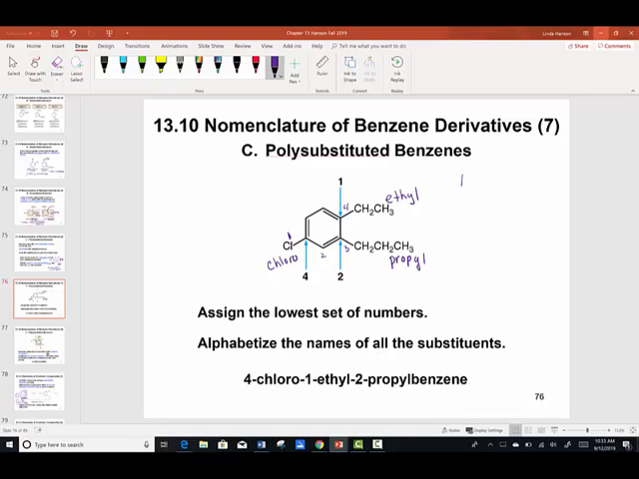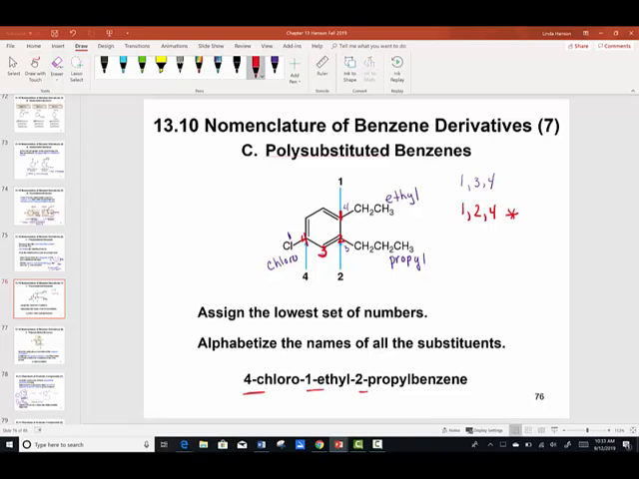If I numbered in a counterclockwise way, I would have the substituent groups at position 1, 3, 4. But notice if I label this as carbon 1 and I continue to number around the ring, I have them positioned at 1, 2, 4. And that, of course, is a lower numbering system. And then we alphabetize. Chloro comes first at position 4. The ethyl comes next in the alphabet at position 1. And then finally position 2 with its propyl. That's 4 chloro, 1 ethyl, 2 propyl benzene.